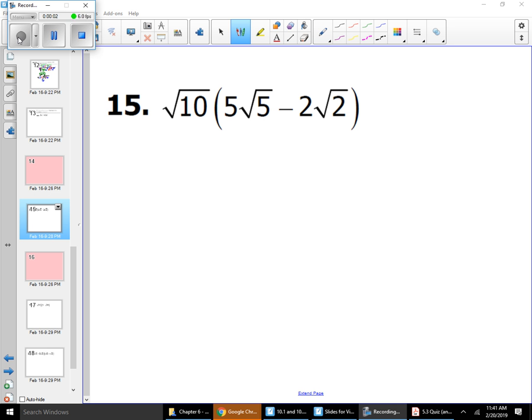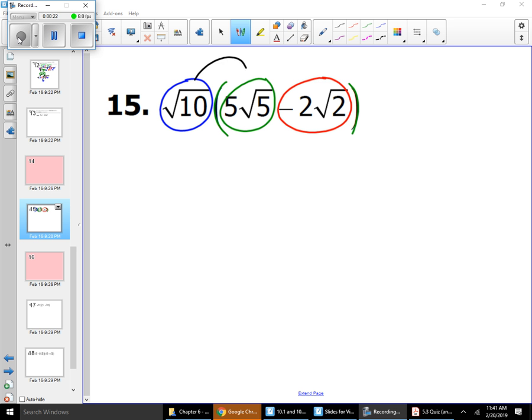So we have a distributive property problem here. We know this is distributive property because we have one term on the outside of a set of parentheses, and inside those parentheses there are two terms. They are separated by that minus sign there. So we really have two small multiplications happening here.